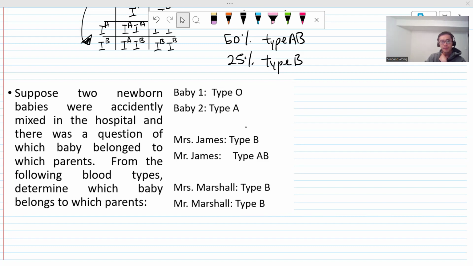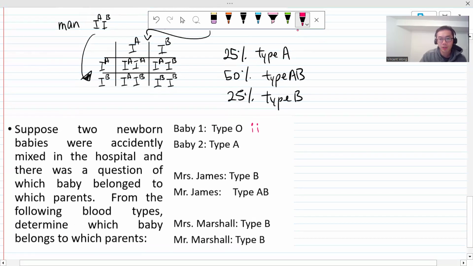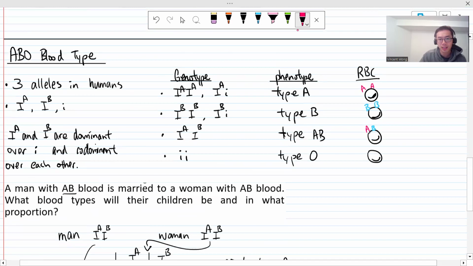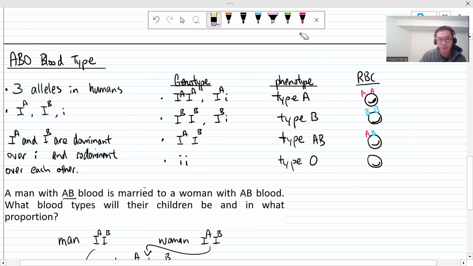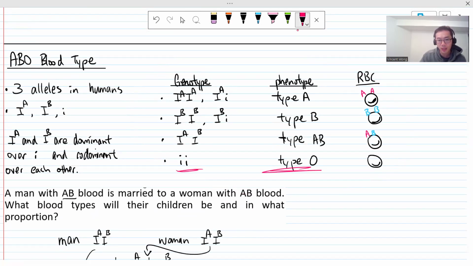All right, let's see. So you shouldn't be doing the Punnett square here. If you do, you will probably get the answer, but it's going to take too long on the test. This is what you're supposed to do. Let's write out the genotype for type O. There's only one possible genotype for type O: little i, little i. If you don't remember what genotype corresponds to what blood type, you can take a look at this note here. So type O is little i, little i.